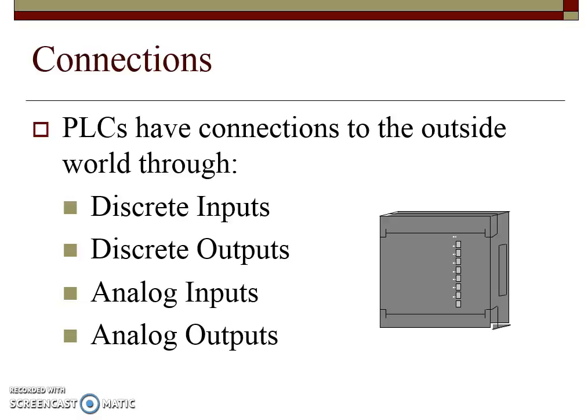PLCs connect to the outside through discrete input, discrete output, analog input and analog output. Discrete input means digital input, and discrete output means digital output. Analog inputs are, for example, a temperature sensor, and an analog output is, for example, a voltage or current signal output. For example, we can use the temperature to control the exhaust fan.